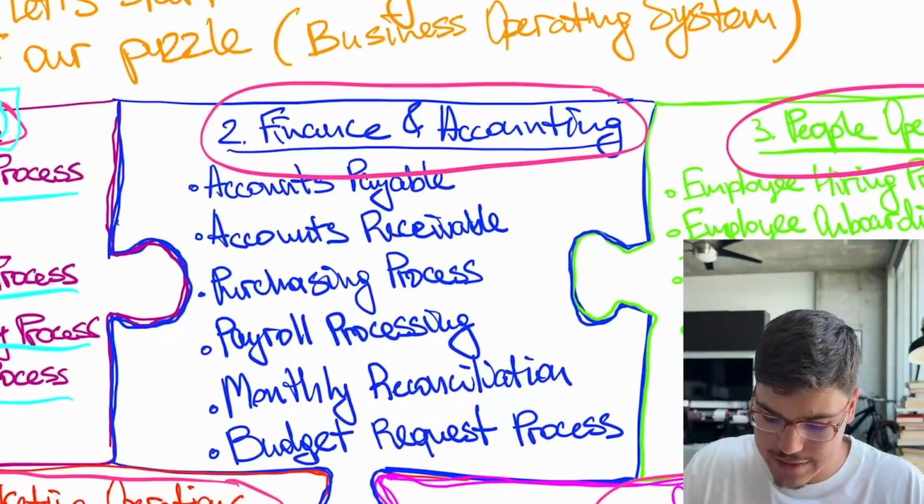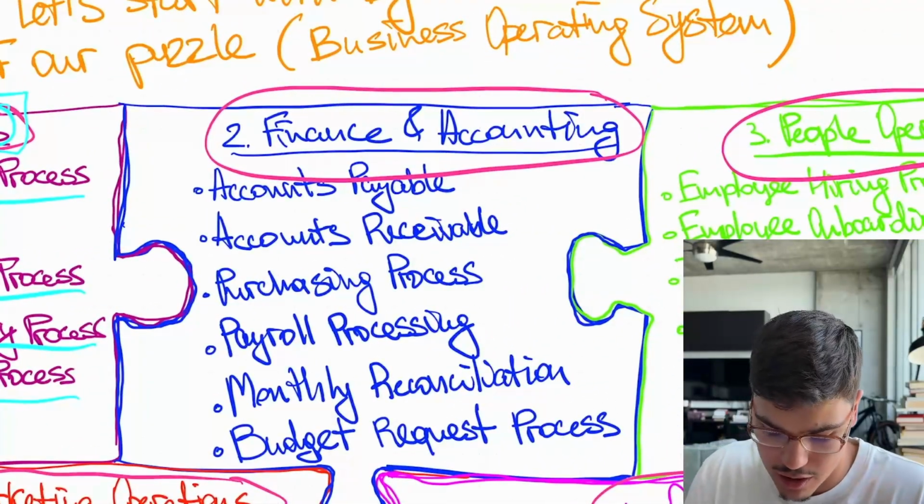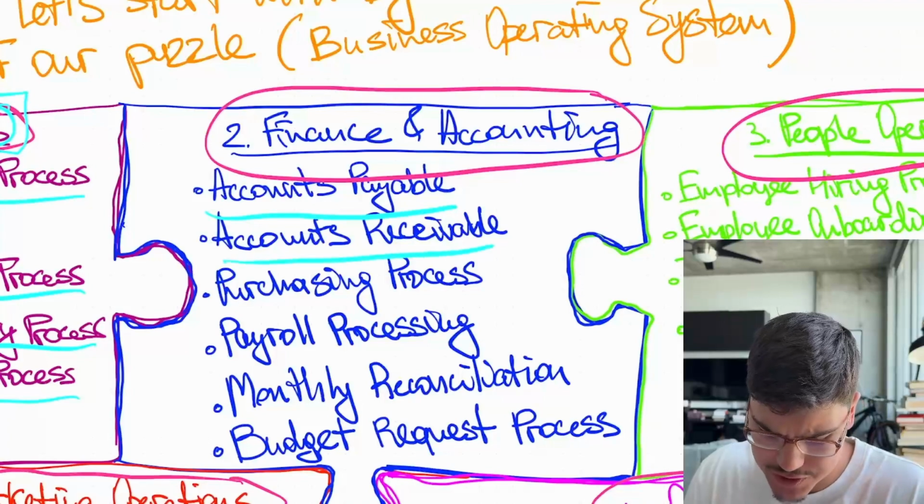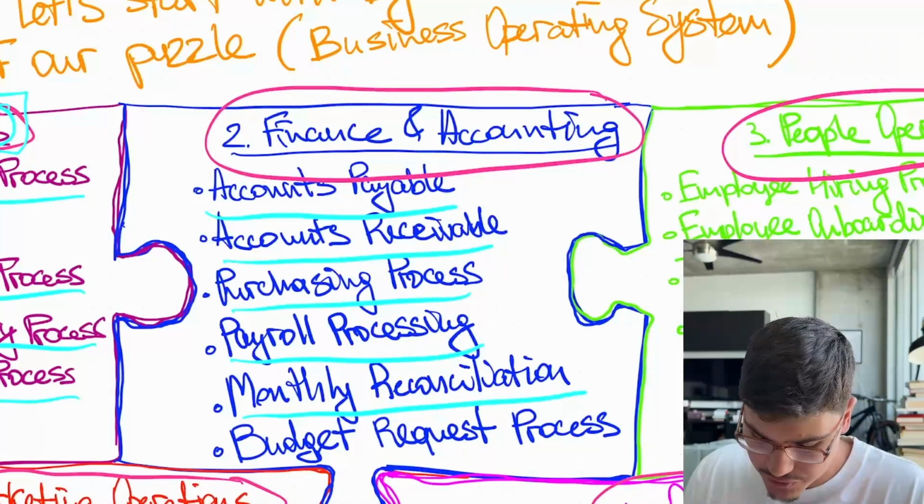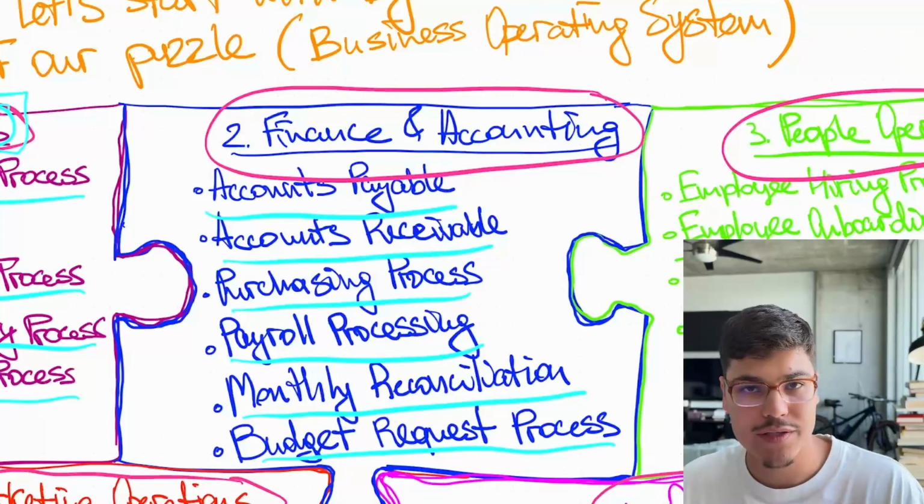Now, when you go to finance and accounting, examples of the processes here are accounts payable, accounts receivable, purchasing process, your payroll processing, your monthly reconciliation, your budget request process, right?